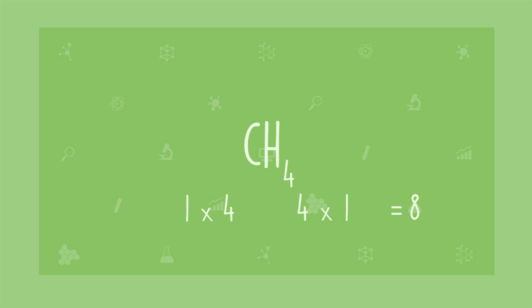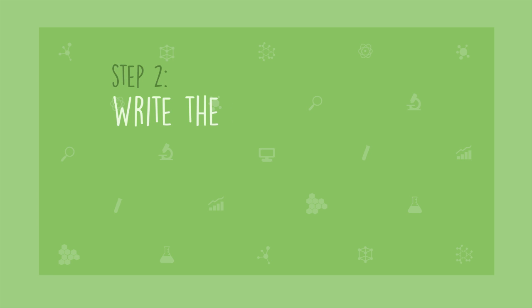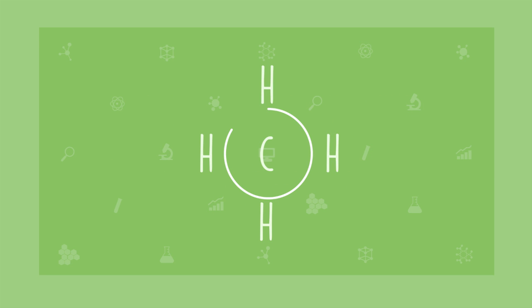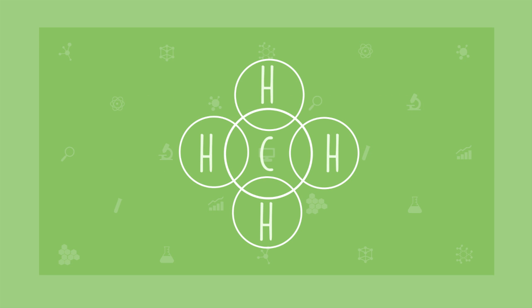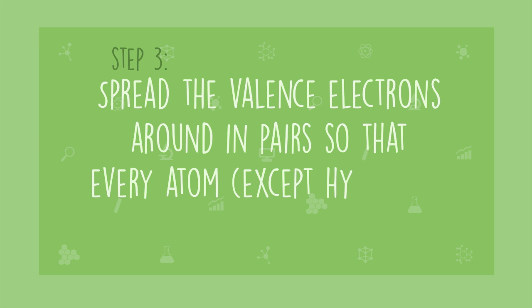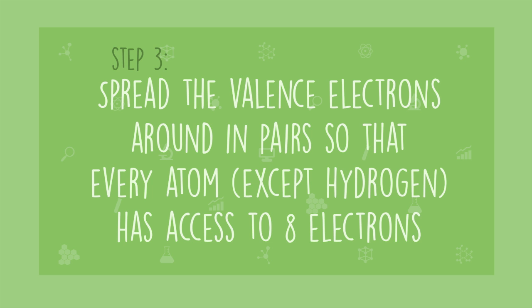This is just a coincidence, by the way. Not all molecules have 8 valence electrons. Step 2 is to write the symbol for each atom in the molecule and put the odd one in the middle. In this case, the odd atom is carbon, so it goes in the middle and is surrounded by 4 hydrogens. Step 3 is to spread the valence electrons around in pairs so that every atom, except hydrogen, has access to 8 electrons.